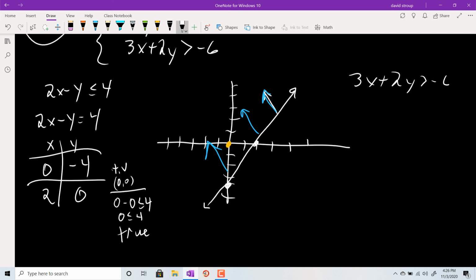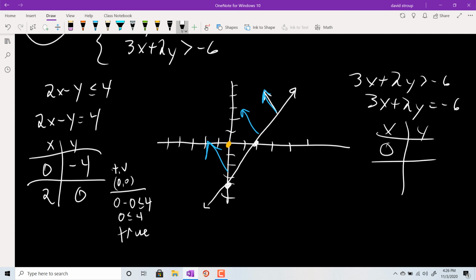2y is greater than negative 6. So 3x plus 2y is equal to negative 6. I'm going to do my little chart again. 0, 0. When x is 0, y is negative 3. When y is 0, x is negative 2. So 0. Let's put this guy in red. Okay, so 0, negative 1, 2, 3. And then negative 2, 0. And it's dashed.